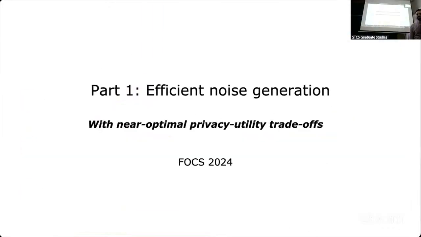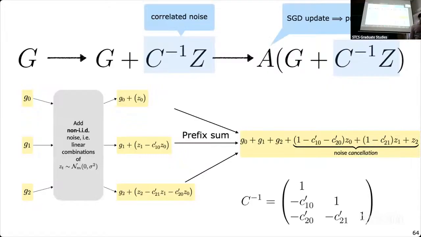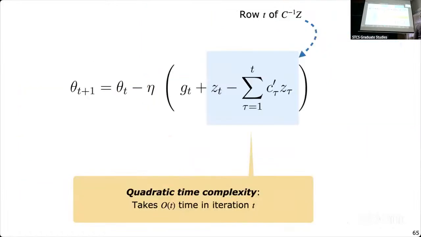Okay, so let's get into the first part. Just to recall, the correlated noise that we care about is this C inverse Z. That's the one that's being added to the gradients. If you implement it in PyTorch or something, the C inverse Z is the noise that you want to add to the gradients before throwing it to the optimizer.